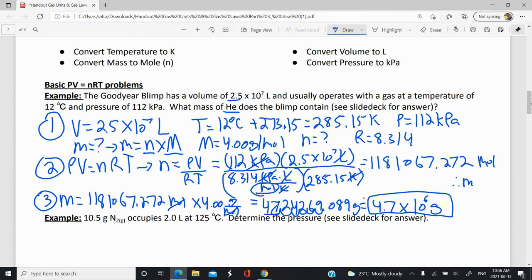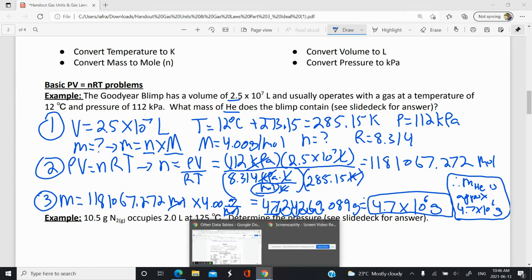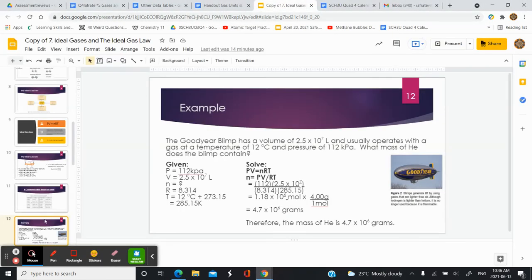So therefore, the mass of helium is approximately 4.7 times 10 to the power of 6 grams. That's how much would be in the Goodyear blimp. And let's go verify our answers just to make sure we're on the right track. And that's right. It looks like we're on the right track there. And this makes sense. I mean, yes, it's a large number, right? You're in the millions, but that's no big deal because you have a blimp. So you have a lot of gas in there filling up that blimp. And so that's our final answer.